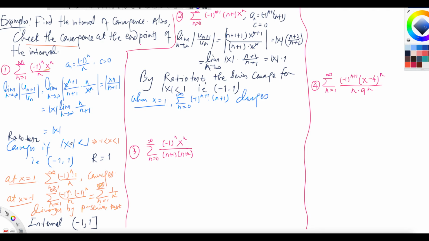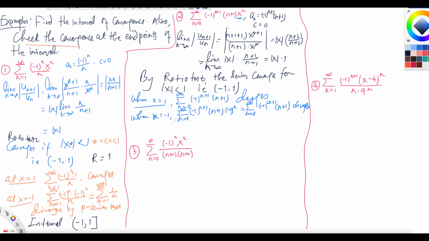Now let us check the left endpoint. When x equals negative 1, the summation from n equals 0 to infinity of negative 1 to the n plus 1, times n plus 1, and x is negative 1, so negative 1 to the n as well. So this becomes negative 1 to the 2n plus 1 times n plus 1. But negative 1 to the 2n plus 1 is the same as negative 1, because negative 1 to the 2n is 1, times negative 1 is negative 1. Anyway, this diverges by the divergence test again.